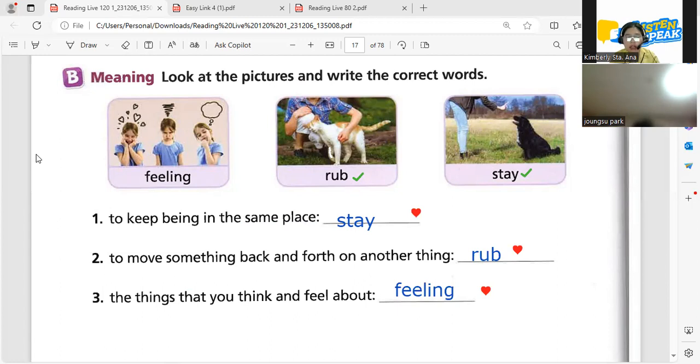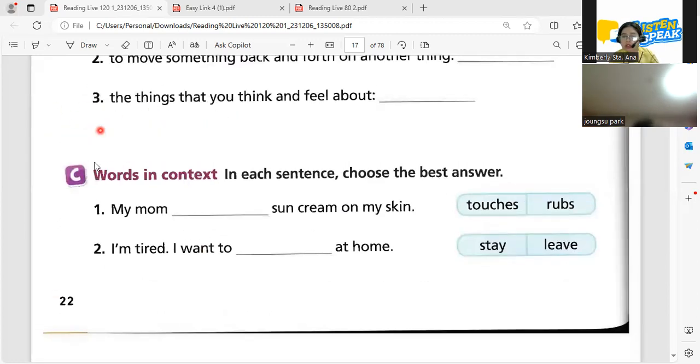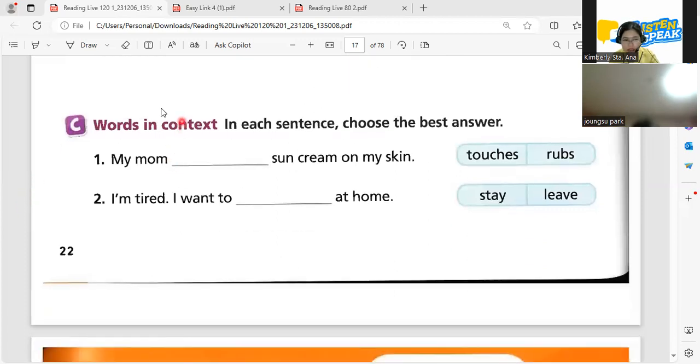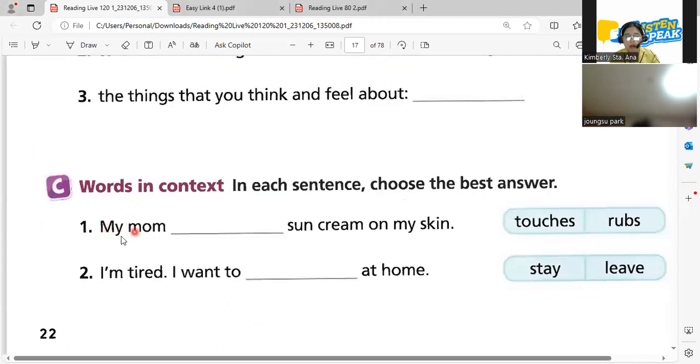Now, let's try something here. You need to choose the correct word to complete the sentences below, okay? Okay, so let's try number one. Can you read number one? My mom puts sun cream on my skin. Okay. How do you put sun cream? My mom puts sun cream on my skin.